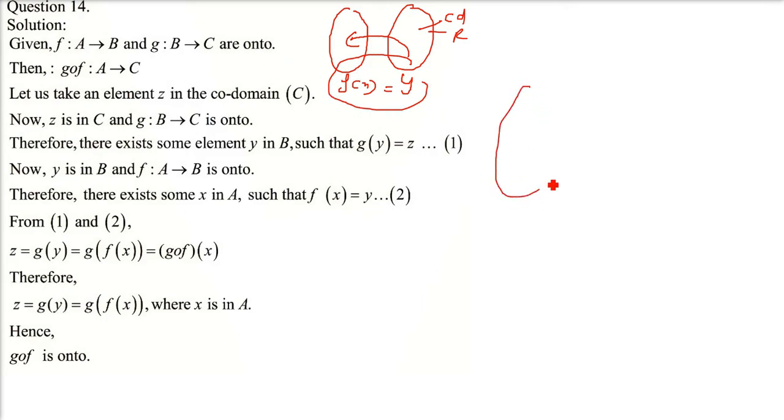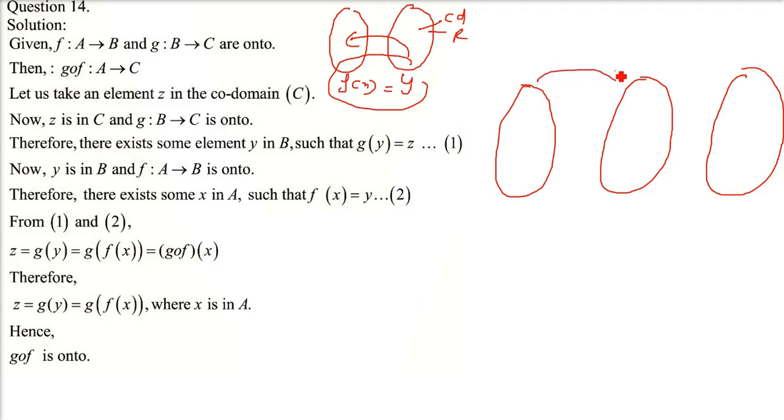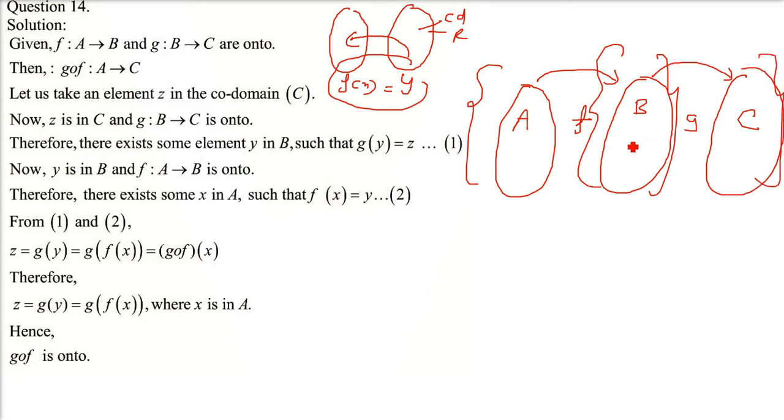Because we are starting with f and g as onto. So this is A, B, C. F function is from A to B. Then g function from B to C. They both are onto, remember. This is for f and this is for g. Now, when B to C is onto, that means there will be some value z, any value z you can take. There will be some z, it will have some image in B.